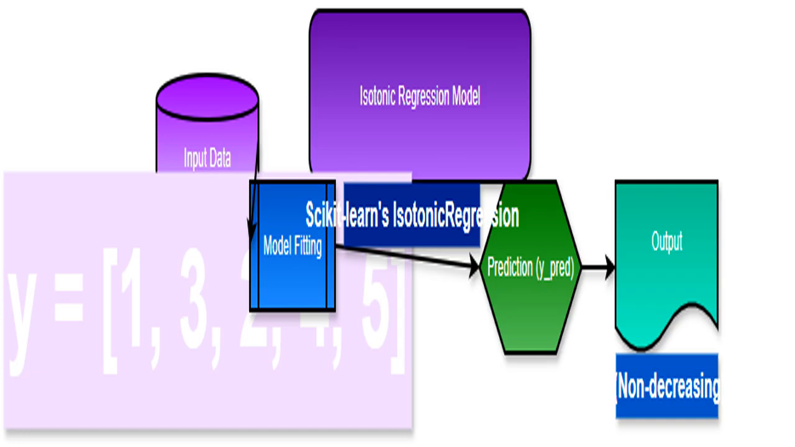This is the response variable, y. Notice something interesting here. Unlike a perfectly increasing sequence, y fluctuates, decreasing from 3 to 2 before increasing again. This tells me the relationship between x and y might not be perfectly linear, but it may be monotonic, either increasing or decreasing. That's where the isotonic regression model comes in.